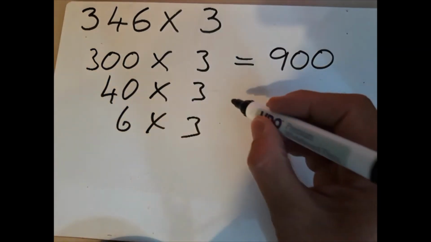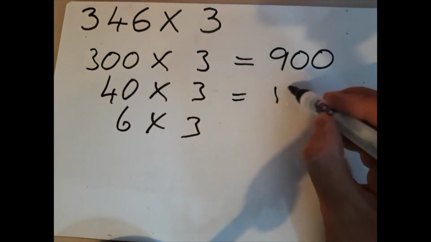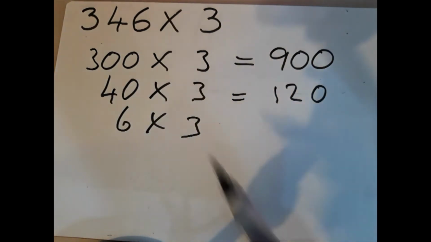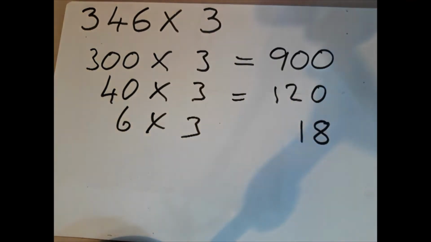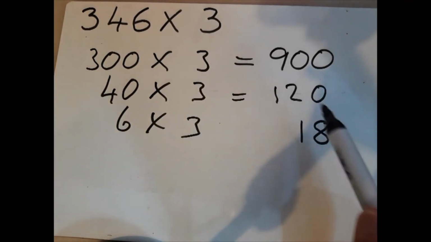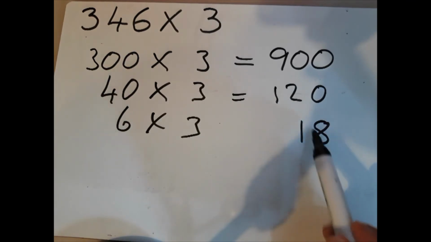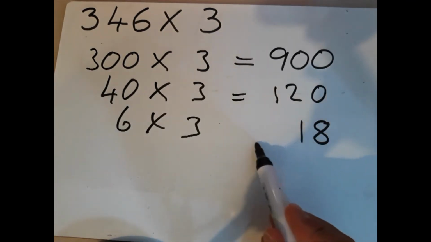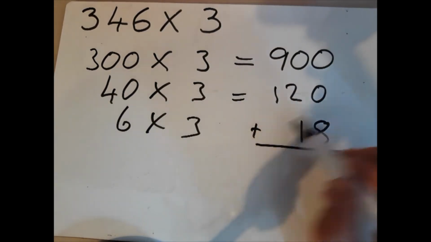3 times 4 is 12. So 3 times 4 tens will be 12 tens, which is 120. 3 times 6 is 18. We can now start to add those together. You can see that I don't need to do all the exchanges that I did before, because the way I've set out the numbers, those 8 ones and that 110 are already in the correct columns for me. So it's now just a simple matter of adding these all up together to get my final answer.